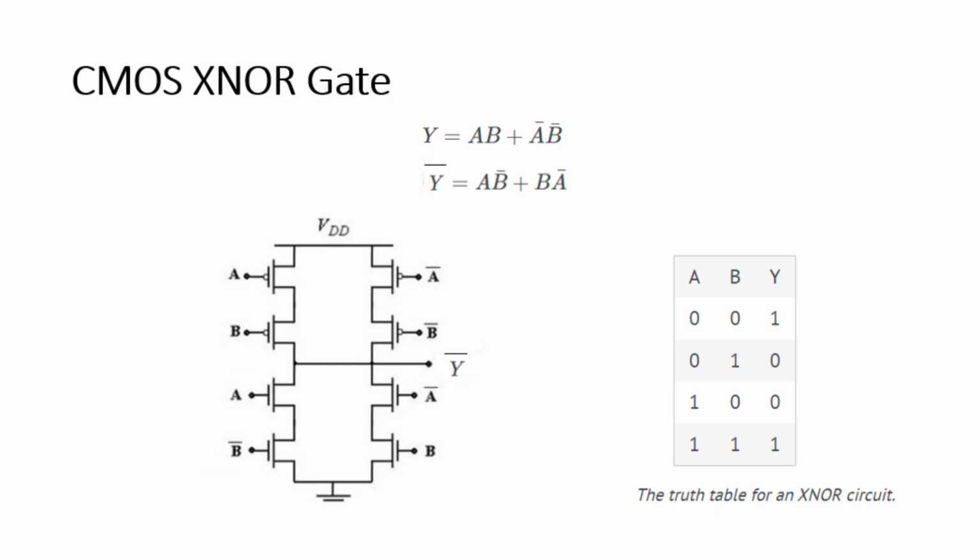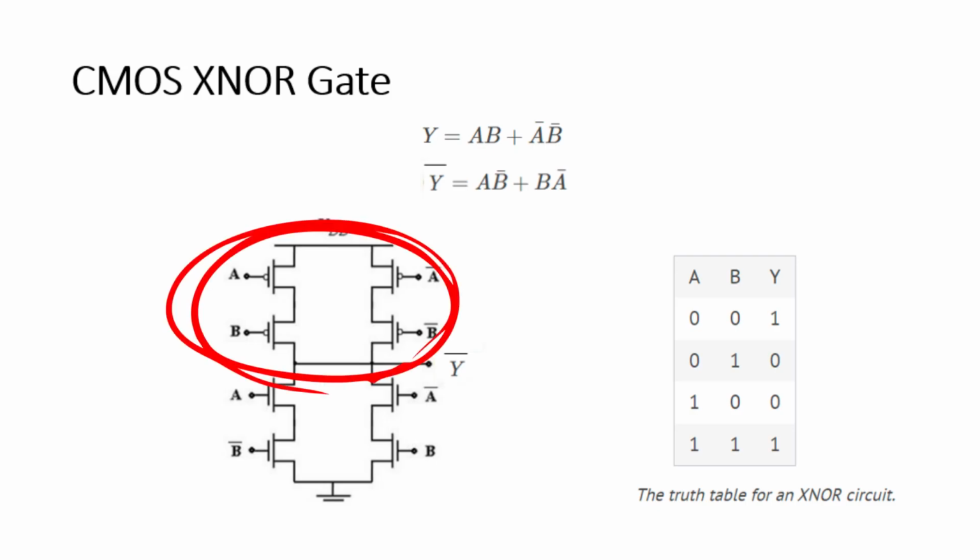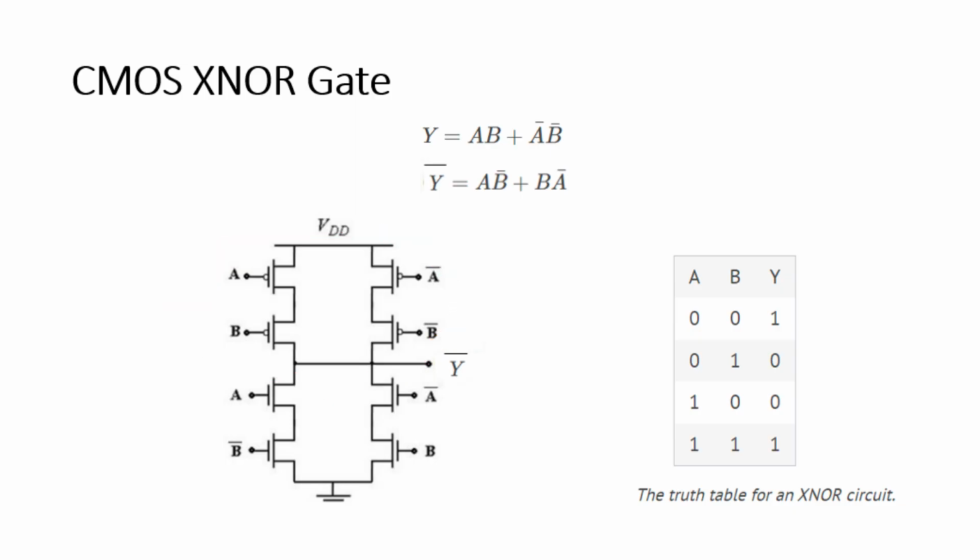Similarly, for the pull-up network, what we can do is implement the original equation. For the original equation, we have A dot B plus A bar dot B bar. So to implement this, we have A dot B here in the series combination and A bar dot B bar here in the series combination. And both are being added, so we combine both these terms in parallel, like so. And hence they produce the inverted output.